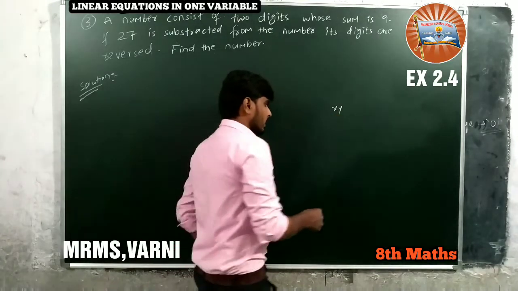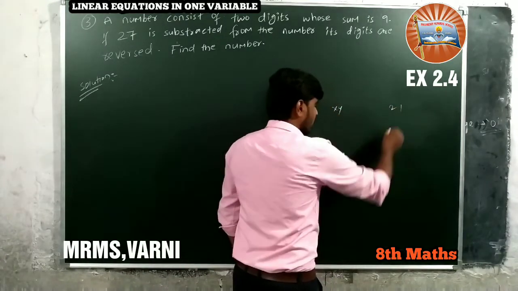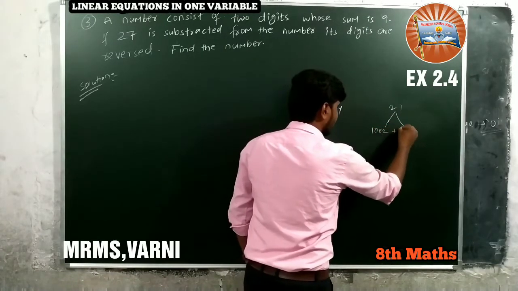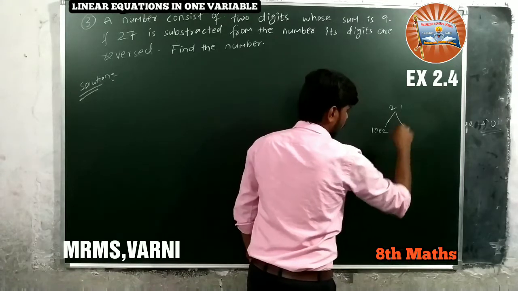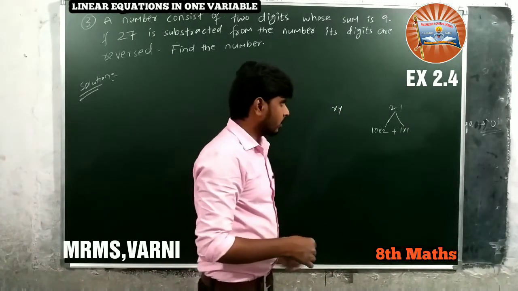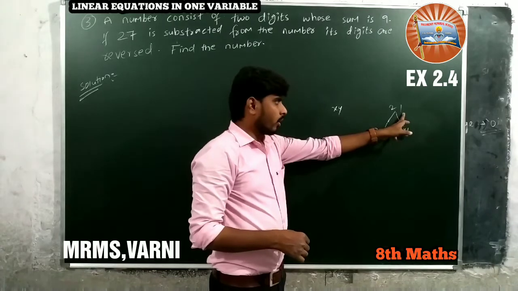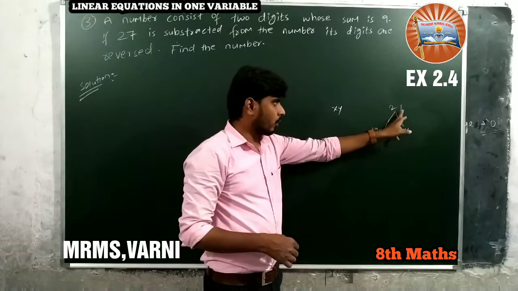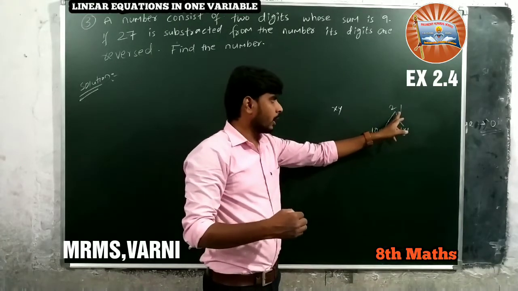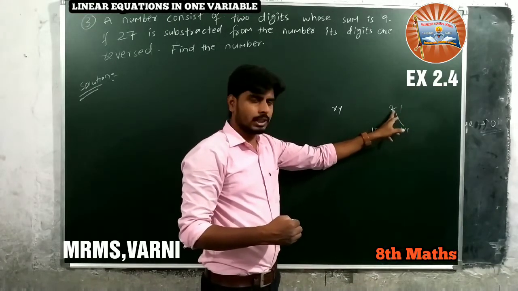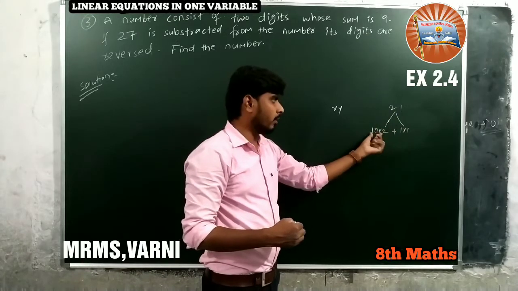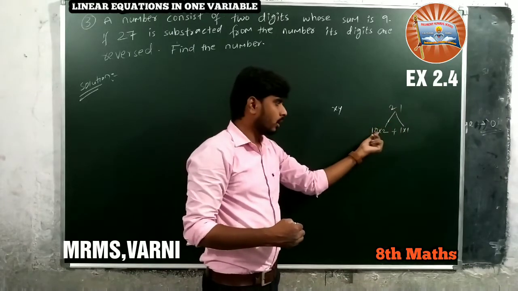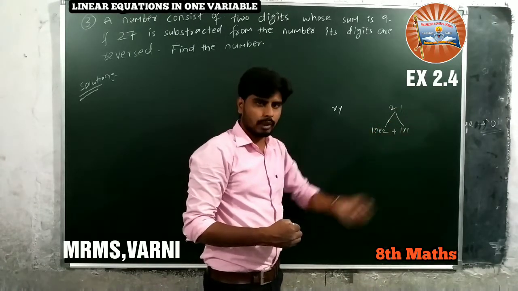Suppose the number 21 I am writing here. This we can write as 10 into 2 plus 1 into 1. Why? We are multiplying with 1 because it is in the ones place. So 1 is in the units place, and 2 is in the tens place. That is why we multiply with 10 and this one by 1. So 21 we can expand as 10 into 2 plus 1 into 1.